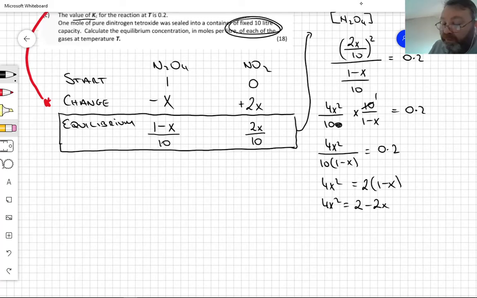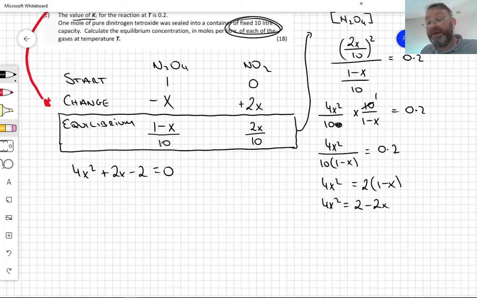Okay, now rearrange this. Bring it over here. 4x squared plus 2x minus 2 is equal to 0, for the very simple reason that when you're solving a quadratic, you solve the quadratic when it's equal to 0. Again, notice all the numbers are multiples of 2, so you may divide by 2 to keep things easy. 2x squared plus x minus 1 is equal to 0.